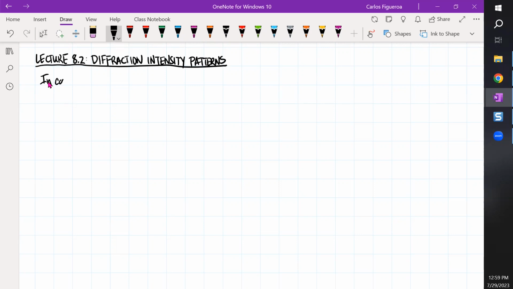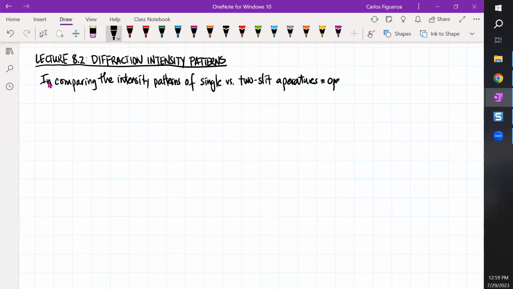In comparing the intensity patterns of single versus two slit apertures, this is also openings, we find the following images.